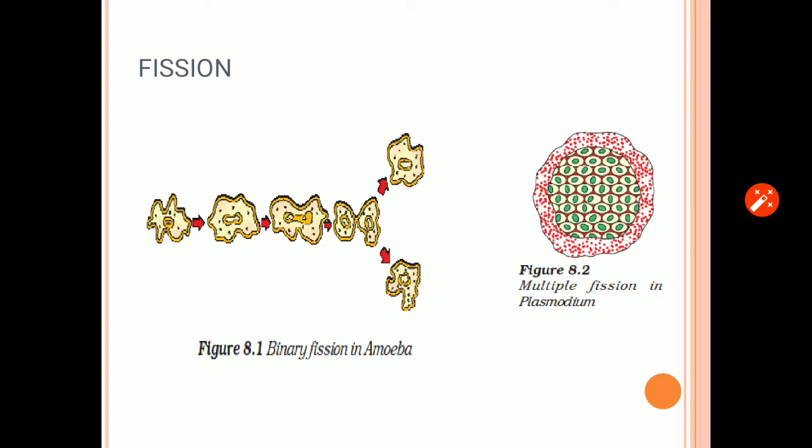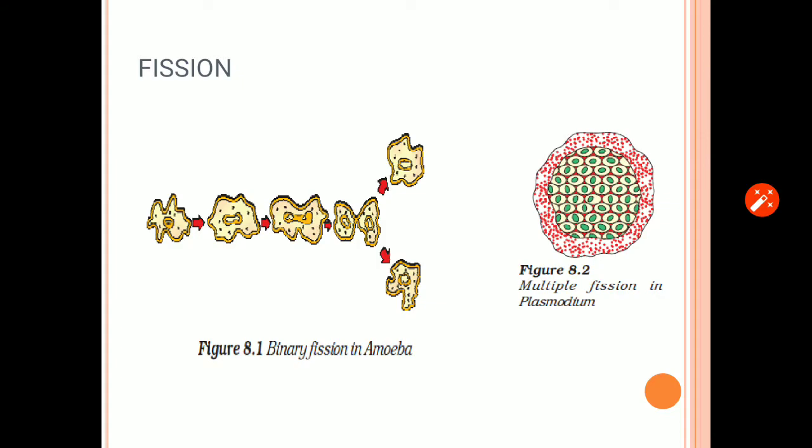Now about the second type of fission, that is termed multiple fission. In multiple fission, many daughter cells are formed inside the mother cell or the parental cell, and finally the parental cell bursts to release the daughter cells. Because many cells are formed, it is termed multiple fission.